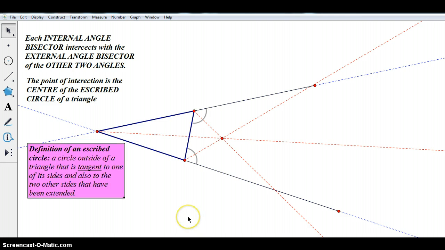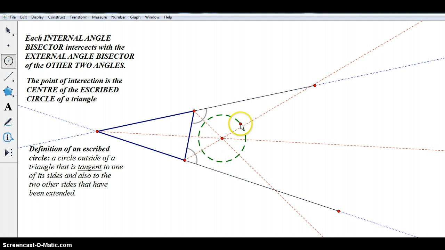Here we go. It says the definition of an excribed circle is a circle outside of the triangle that is tangent to one of its sides and tangent to the other two sides that have been extended. So again, tangent means that it just touches at one point. So what this is trying to say is that if we draw a circle, the circle should intersect with this side here, this side here, and this side here at exactly one point.